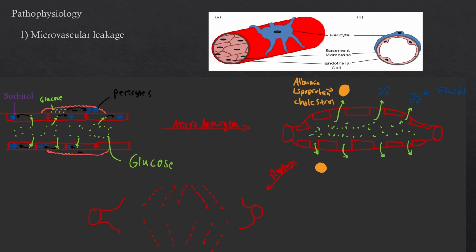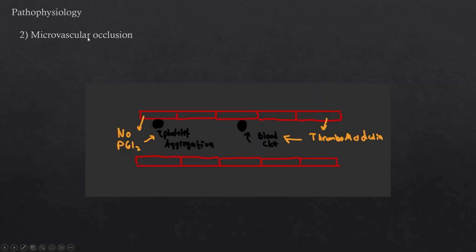So before we go into any of these details that you see in front of you, we have to mention two important things. Diabetes affects the microvasculature. So these are the capillaries, okay? So we're talking about the capillaries right now. And it causes two main pathologies. The first one is microvascular leakage, as you can see. And the second one is microvascular occlusion.